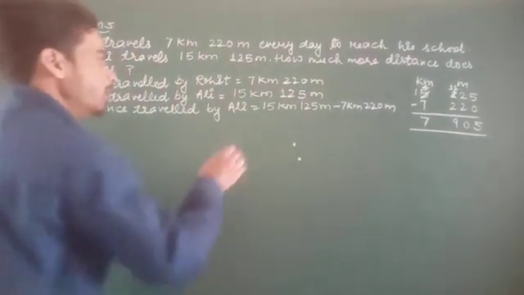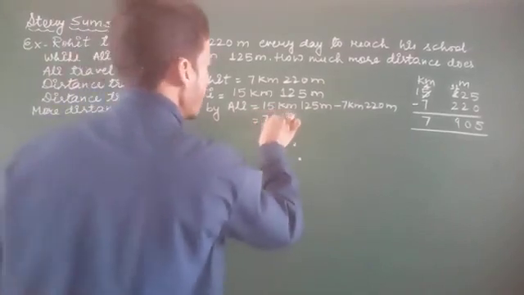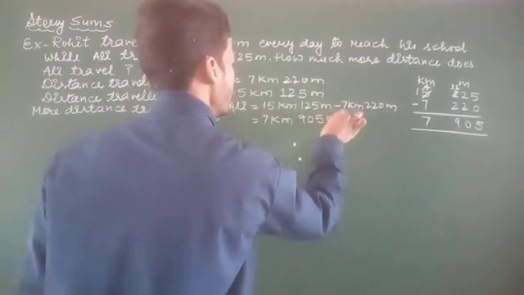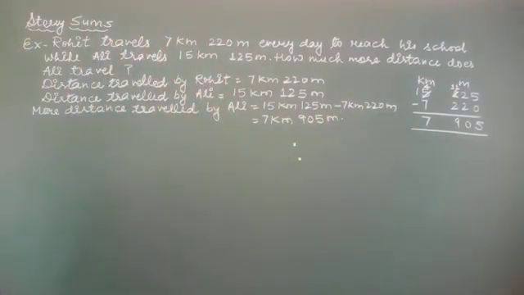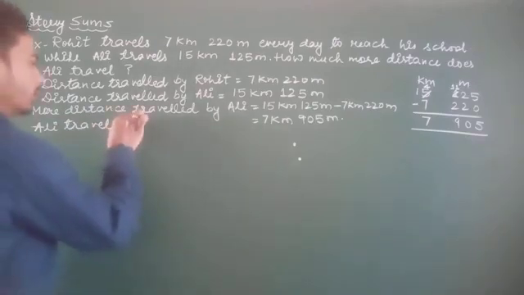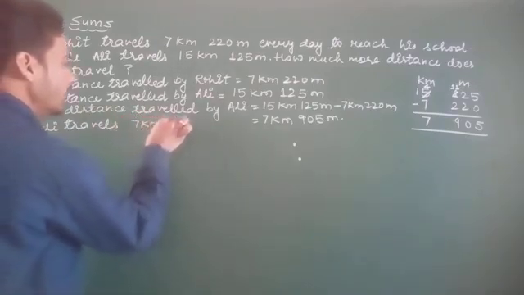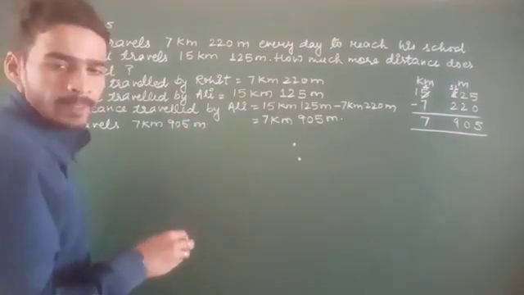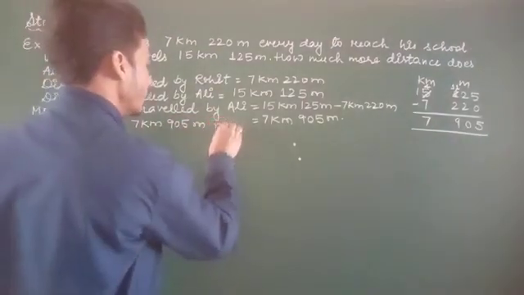So that is equal to 7 kilometer and 905 meter. So the answer is Ali travels 7 kilometer 905 meter more than Rohit.